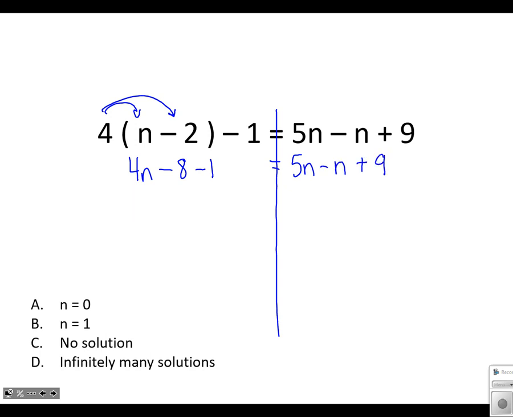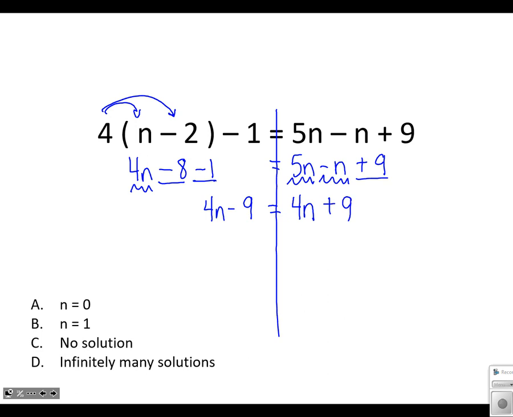on both sides. Okay, so variable term, constant, constant, variable, variable, constant. So on this left side, I'm going to have 4n, negative 8, minus 1. Signs are the same, so I add and keep the sign. I add the numbers 8 and 1, that's 9, and keep the sign, which was negative. So I have 4n minus 9. Equals 5n minus one of those gives me 4n. And then I have plus 9.